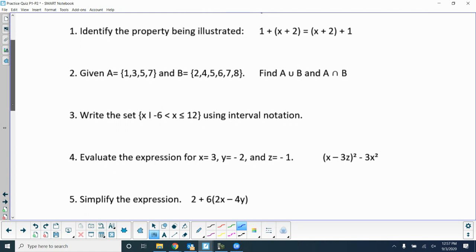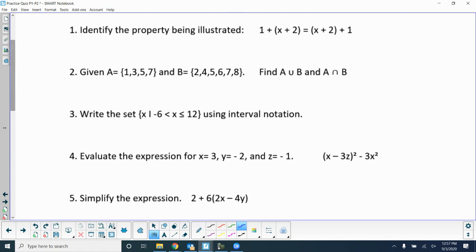All right, so identify the property being illustrated. So I've got 1 plus the quantity x plus 2 equals the quantity x plus 2 plus 1. So what was different from the left side to the right side? What happened? The order was switched. So which property says we can switch the order? Commutative, right.